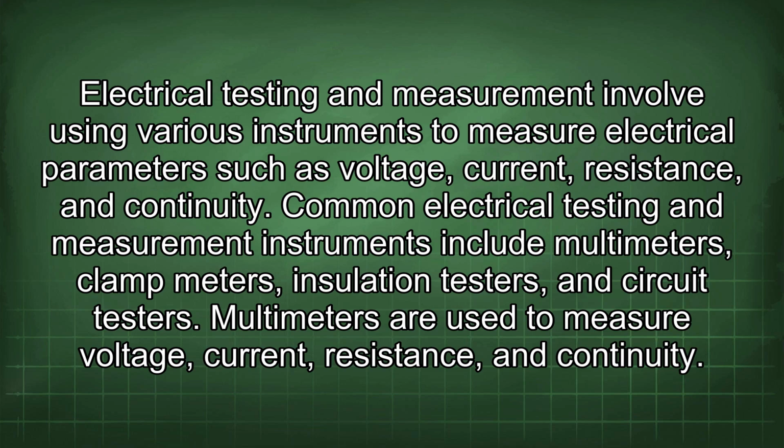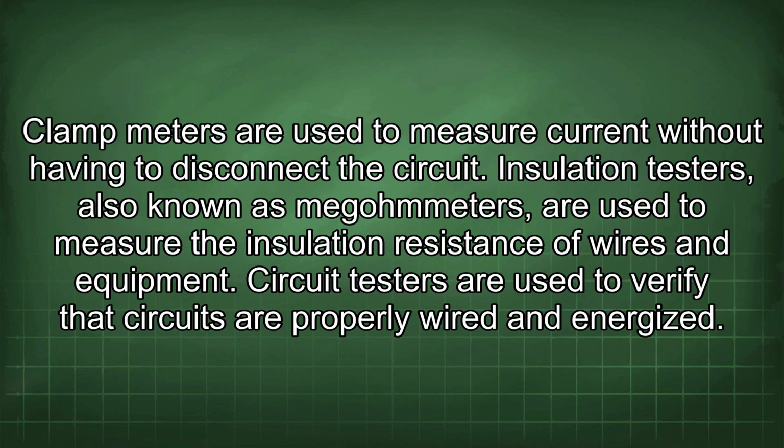Common electrical testing and measurement instruments include multimeters, clamp meters, insulation testers, and circuit testers. Multimeters are used to measure voltage, current, resistance, and continuity. Clamp meters are used to measure current without having to disconnect the circuit. Insulation testers, also known as megohmmeters, are used to measure the insulation resistance of wires and equipment. Circuit testers are used to verify that circuits are properly wired and energized.